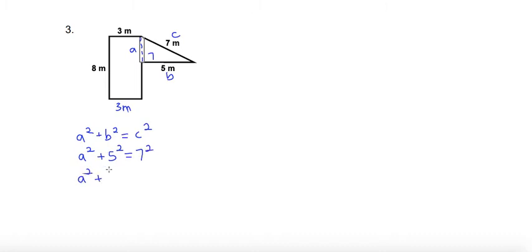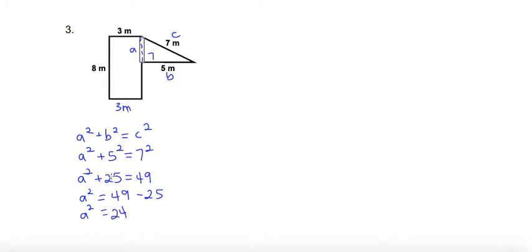Solving my exponents first, 5 times 5 is 25. 7 times 7 is 49. Remember, these are 7 times 7s, or the number times itself, not 7 times 2. So now I have a squared is equal to 49. Bringing in this 25 to the other side gives us negative 25. And I can use my calculator to solve that. So 49 take away 25 gives us 24. So a squared is equal to 24.